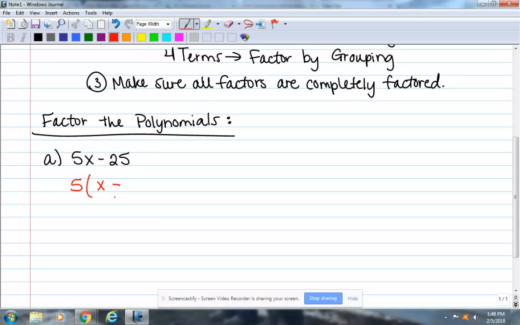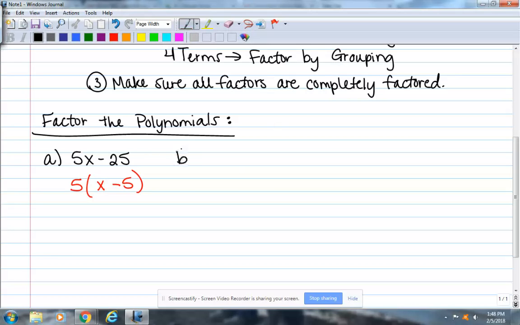And then what times 5 is 25? 5. And then you can check it. If I distribute 5 times x minus 5, do I get 5x minus 25? Yes, because 5 times x is 5x and 5 times negative 5 is 25. So this is my factored form of that polynomial. That one's done. Okay?